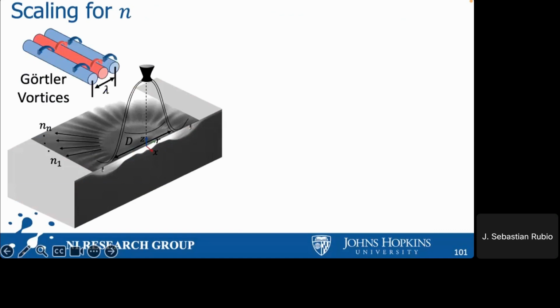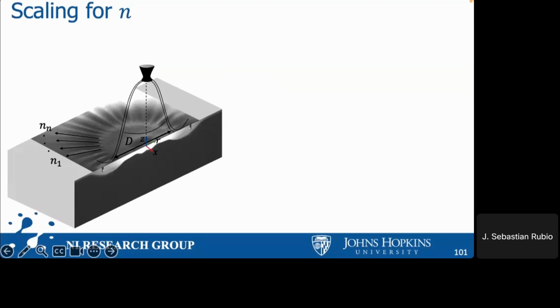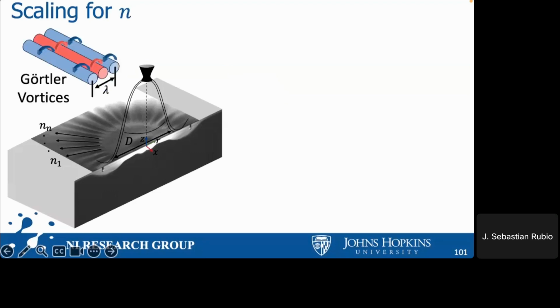If our hypothesis holds that these Görtler vortices are actually picking up the particles, right? We can define the wavelength of the Görtler vortices as 2 pi delta over beta, where beta is the wave number. But since we know from the previous slide that the Görtler number is constant, then lambda, which is our wavelength, is going to be only a function of the shear layer thickness, delta.